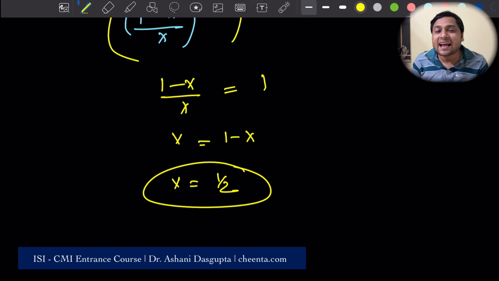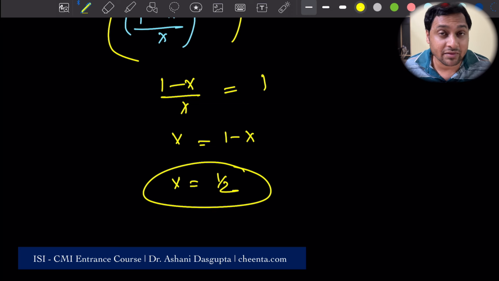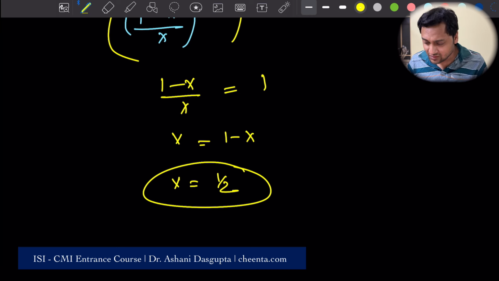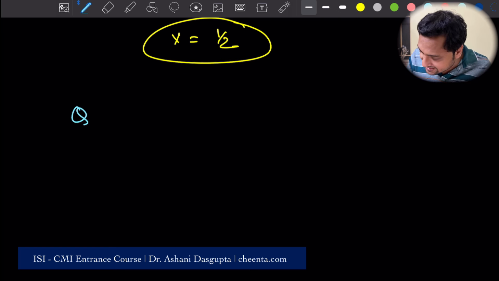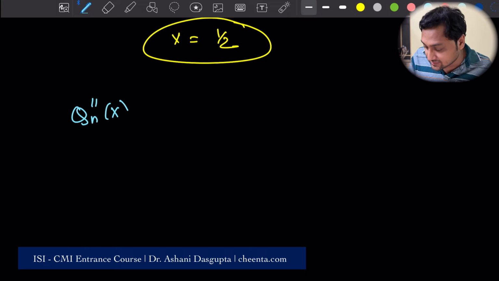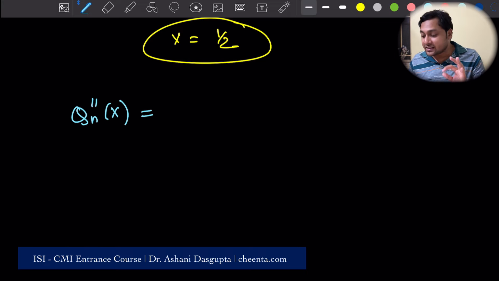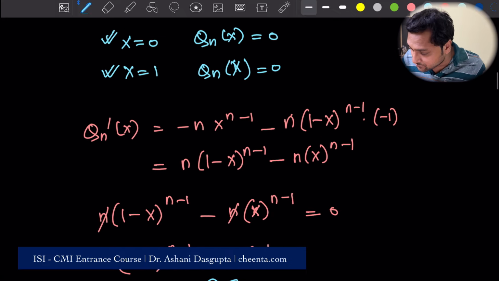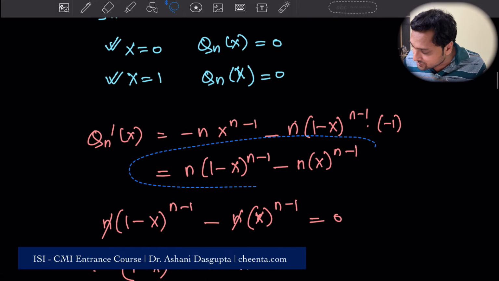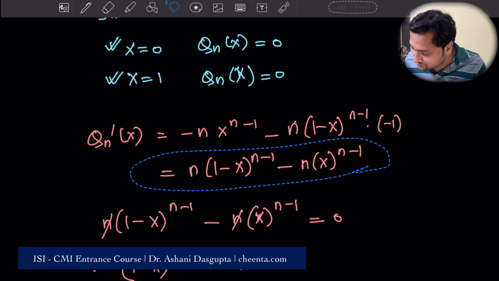So at x equals half, we either have a maxima or we have a minima. We might also have an inflection point. We have to check. So to check that, we have to use the second derivative test. So let's take the second derivative. I can calculate the second derivative from the first derivative. So here is the first derivative, if you remember it. I'll just copy it from here just to have it in front of my eyes.